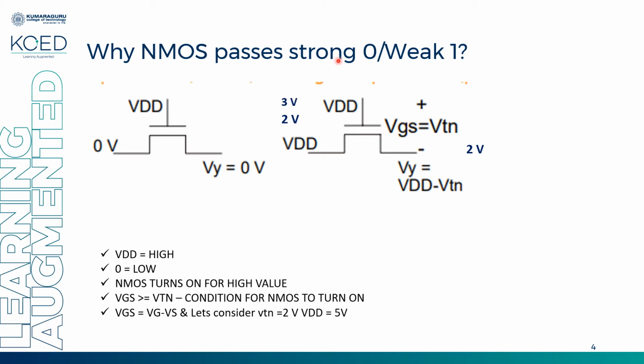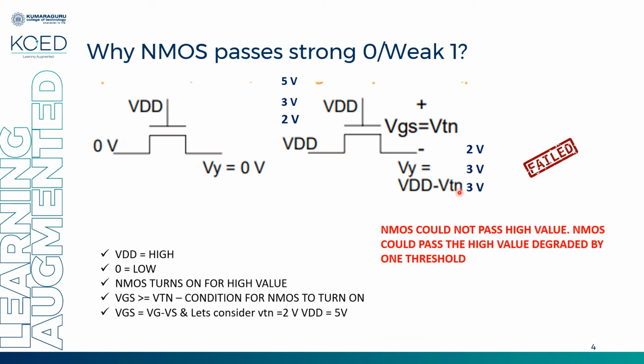Next I am going to give 3 volt. Again 5 minus 3 will give me 2. Now also it is equal to threshold, so my transistor remains in on condition. It is sustained in on condition. So my output will be 3 volt. Now let me increase to 5 volt. Here I have given 5, here also I have given 5. VG minus VS will be 0. So now my transistor will be in off condition. It cannot pass the value from here to here. The already retained value of 3 volt will be present here. So my NMOS transistor has failed in passing a high value.